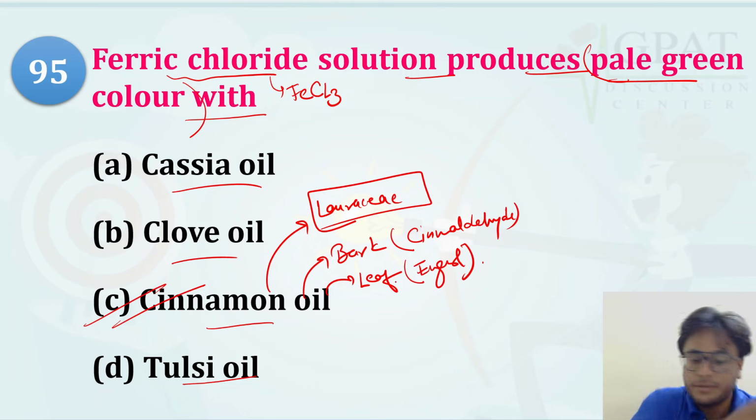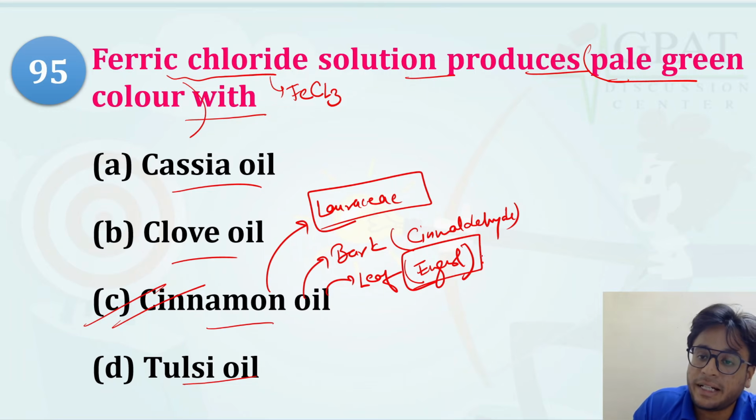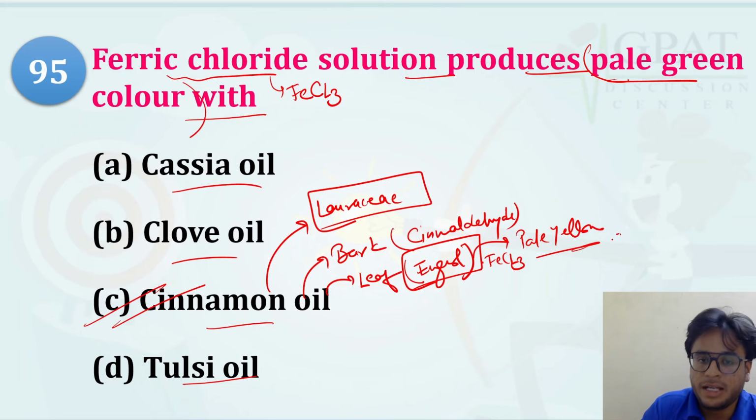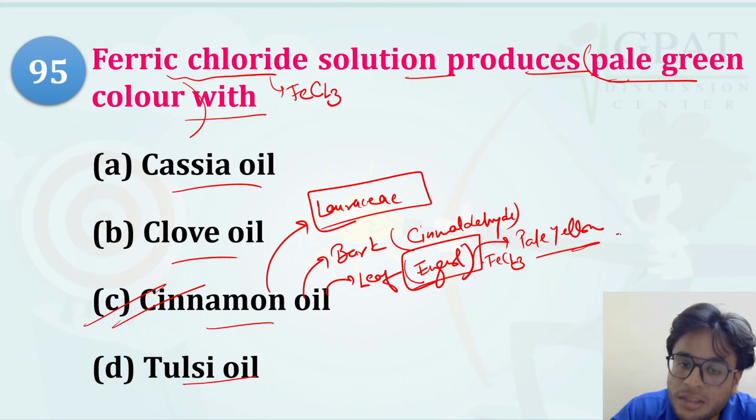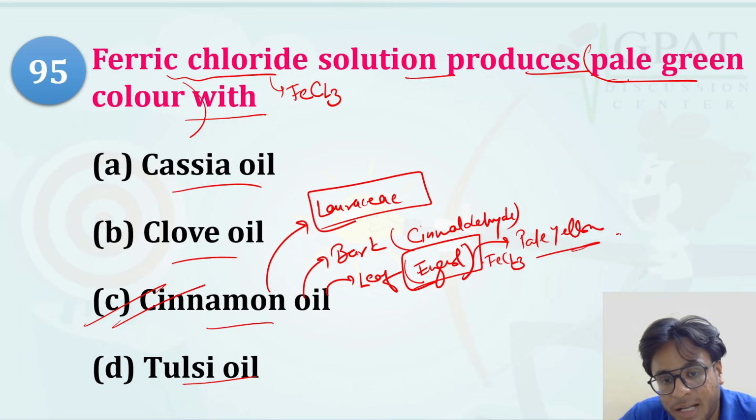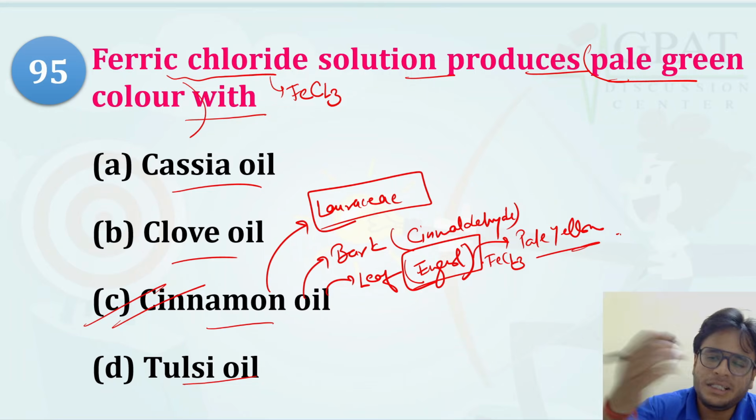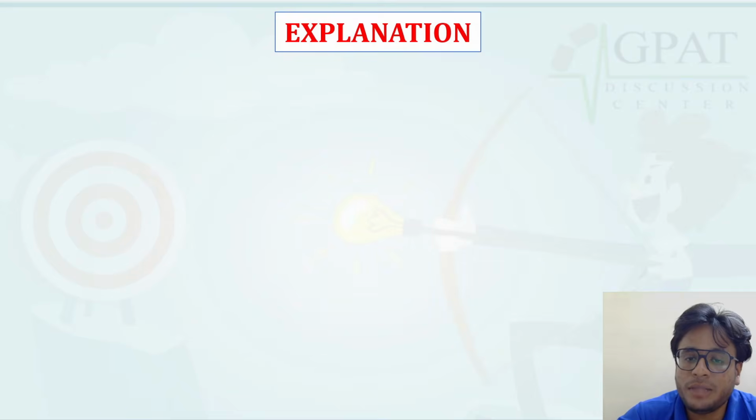For eugenol, the presence of the phenolic compound is mainly detected by FeCl3, which gives a pale yellow color. As for properties, cinnamon has carminative properties, meaning it reduces gas, and another property of cinnamon is its antimicrobial property. So these are other important information. So C is going to be the correct option.